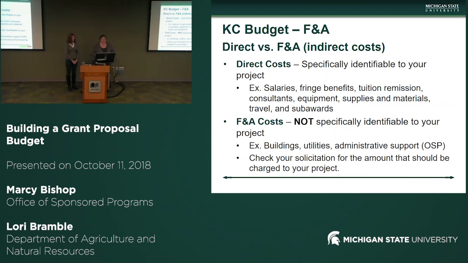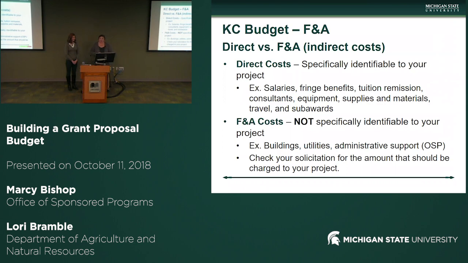Okay, so the difference when we start talking about direct versus F&A or indirect, there's a lot of different terms that people use to talk about F&A. So F&A, if you're not aware, is facilities and administration. It's also referred to as indirect costs. It's also referred to as overhead. Depending on what area of nonprofits or education you came from, you may be very familiar with a different term. And we use those pretty much interchangeably.